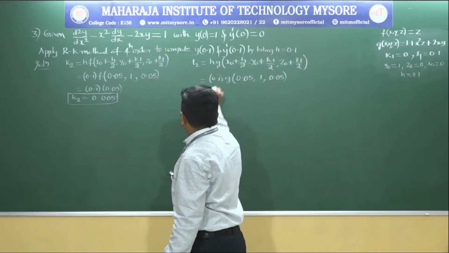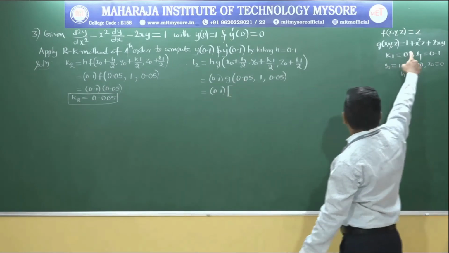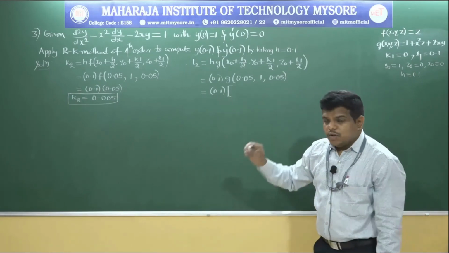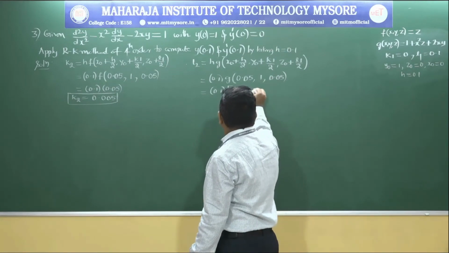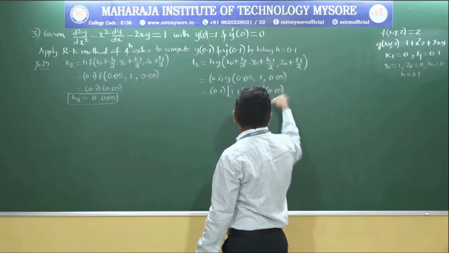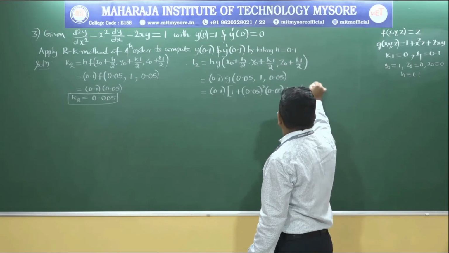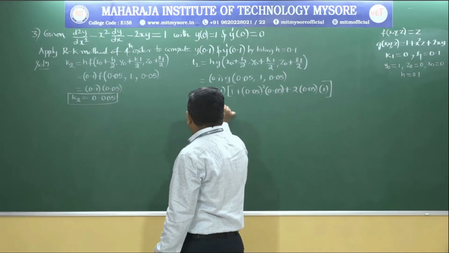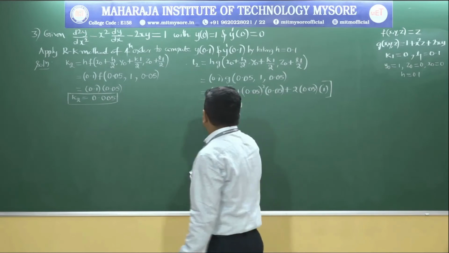0.05, that is equal to 0.1 into g of x comma y comma z is 1 plus x square z plus 2xy. I am replacing the value of x, y and z, that is 1 plus x square is 0.05 whole square into z. Again z value is 0.05 plus 2xy. 2 into x is 0.05, y value is 1. On simplifying this, we get L2 value as 0.11.